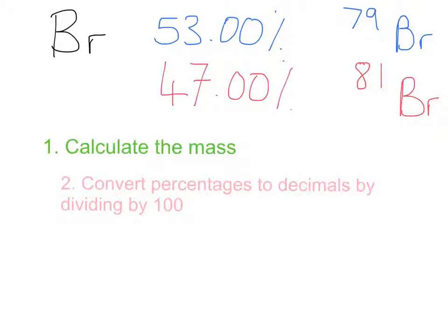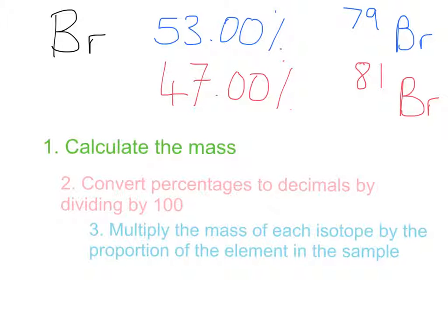The second step is converting any percentages to decimals by dividing those values by 100. Third step, we multiply the mass of each isotope by the proportion of the element in the sample. And lastly, we add the values together.